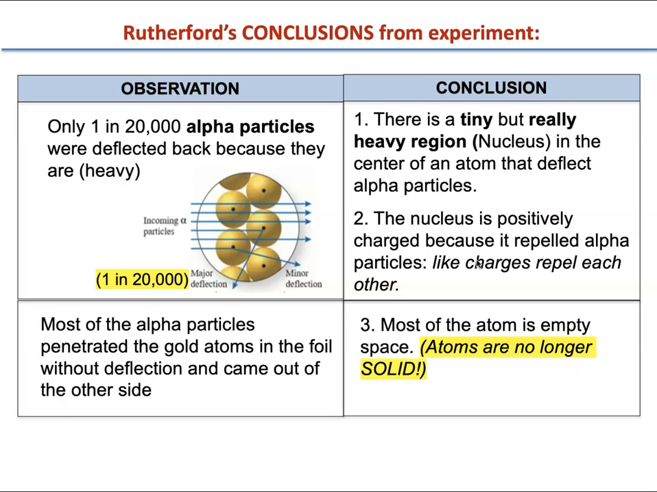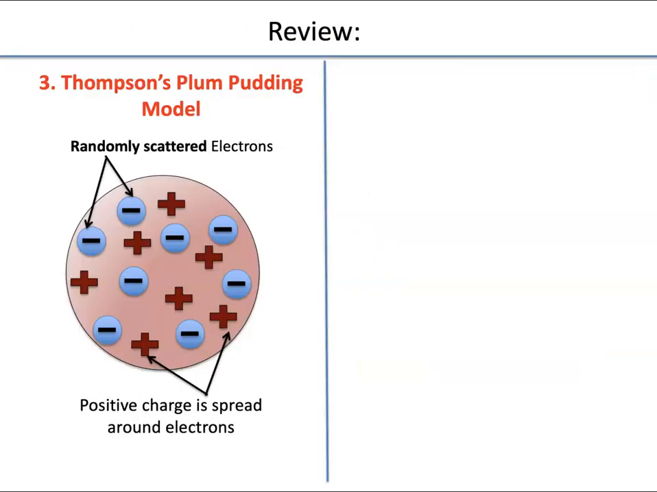Only like repels like. And then third, most of the alpha particles went right through like this, the gold atoms shown here. So he decided most of the atom is empty space. Now for the first time, atoms are not thought of as solid, they are mostly hollow. Please write this down in your notebook.